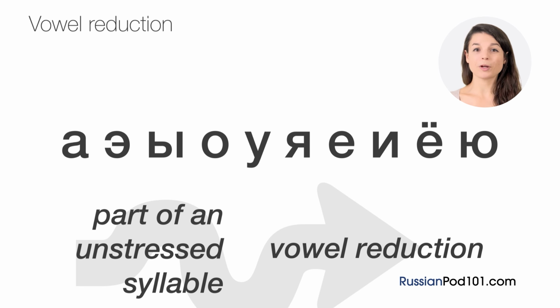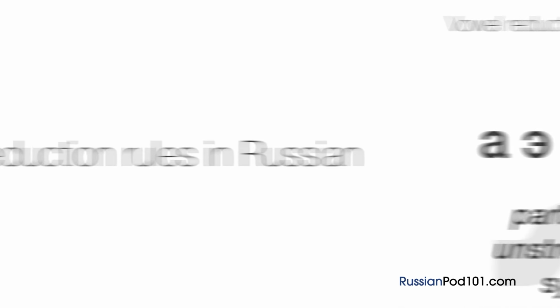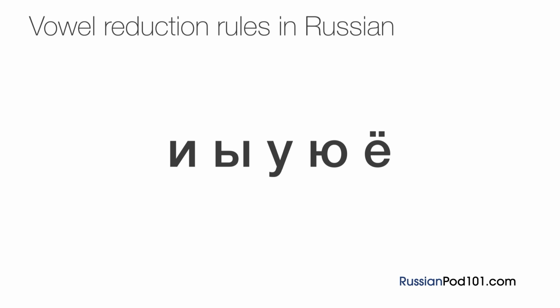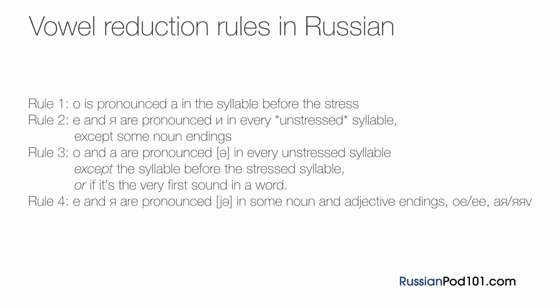But don't worry, we already covered every single vowel sound in Lesson 3. So if you've been studying properly, then you already know how to pronounce all of these sounds. And since you learned about stress in this lesson, identifying the unstressed syllables should be easy. The good news is that a handful of Russian vowels will remain unchanged, so these rules will not apply to them. We have 4 reduction rules in Russian.